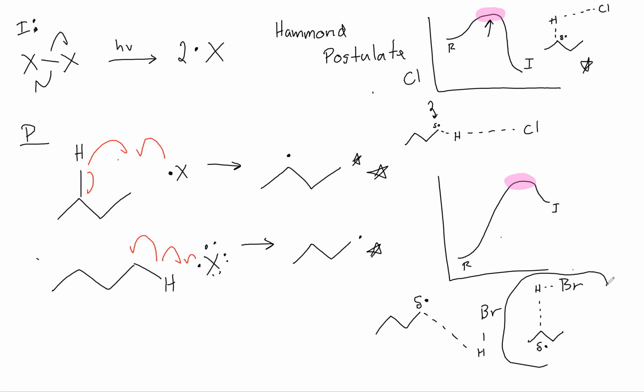So that means it's going to prefer this one way more than this one, because with the transition state closer to the intermediates, there is going to be a higher amount of partial radical than this one here. As a result, when we do bromination, which has this graph, it's going to prefer the more stable radical over the less stable one because of the Hammond postulate.